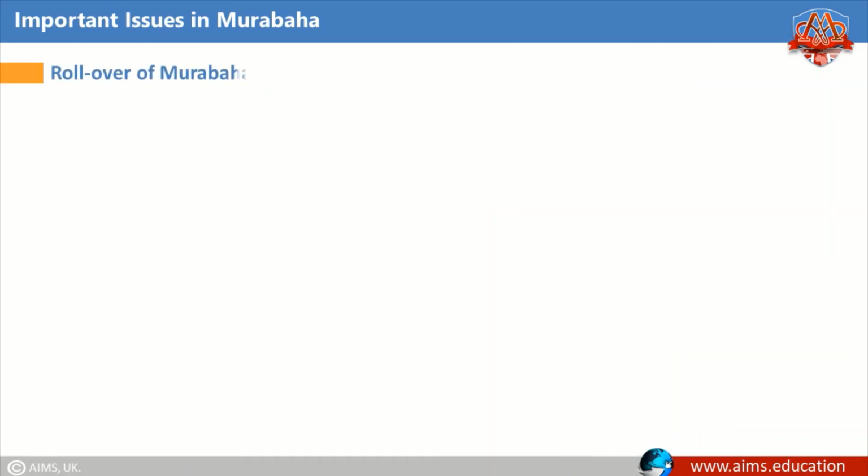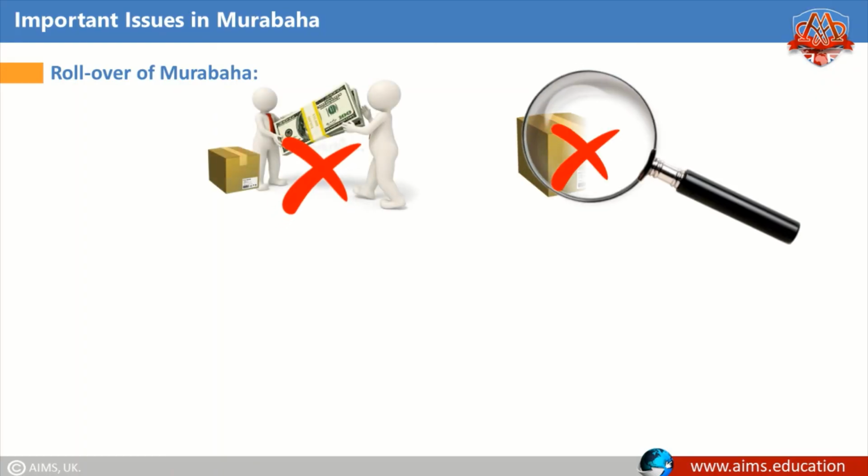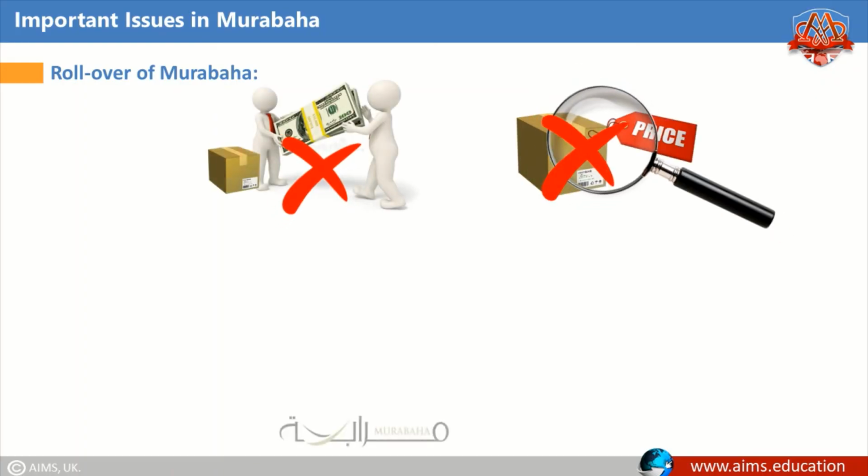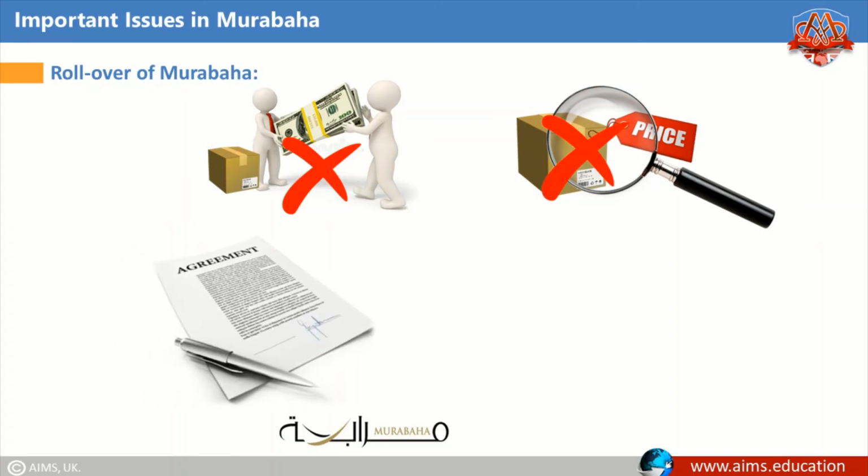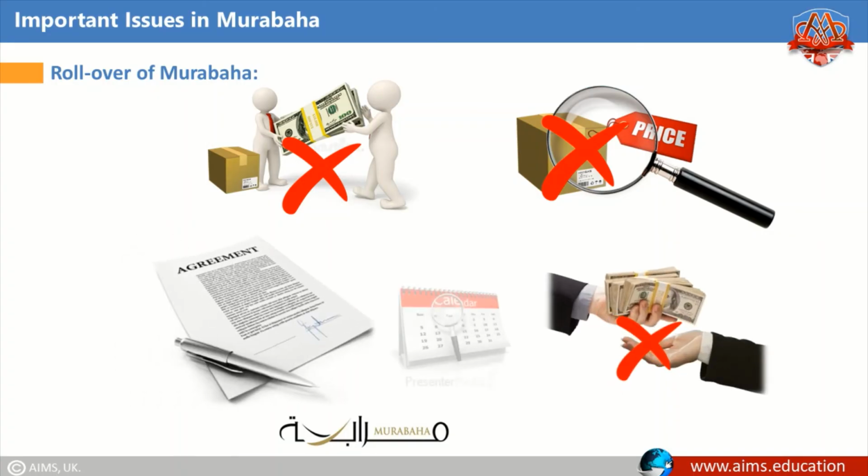Rollover of Murabaha. Transaction cannot be rolled over or repriced for a further period, because Murabaha is a sale agreement and not a loan. However, its rescheduling is allowed.